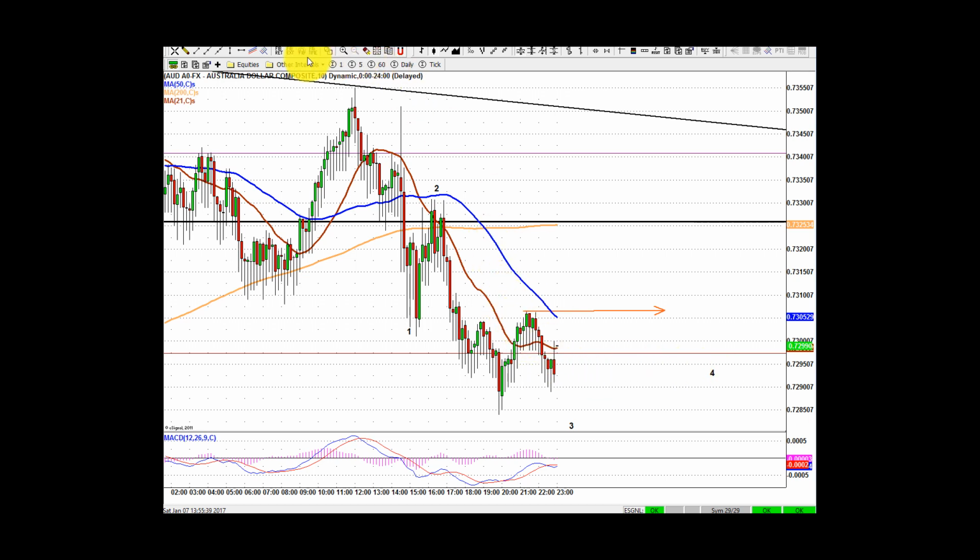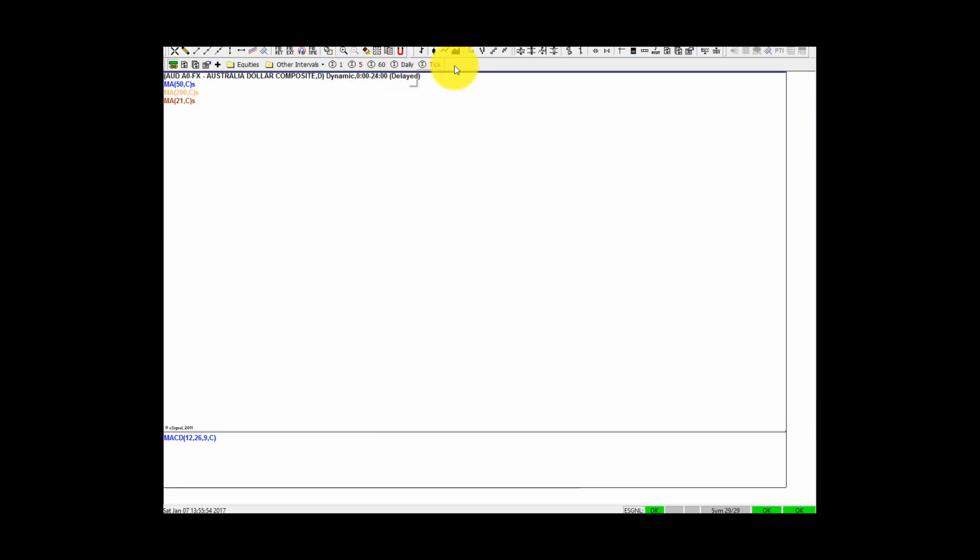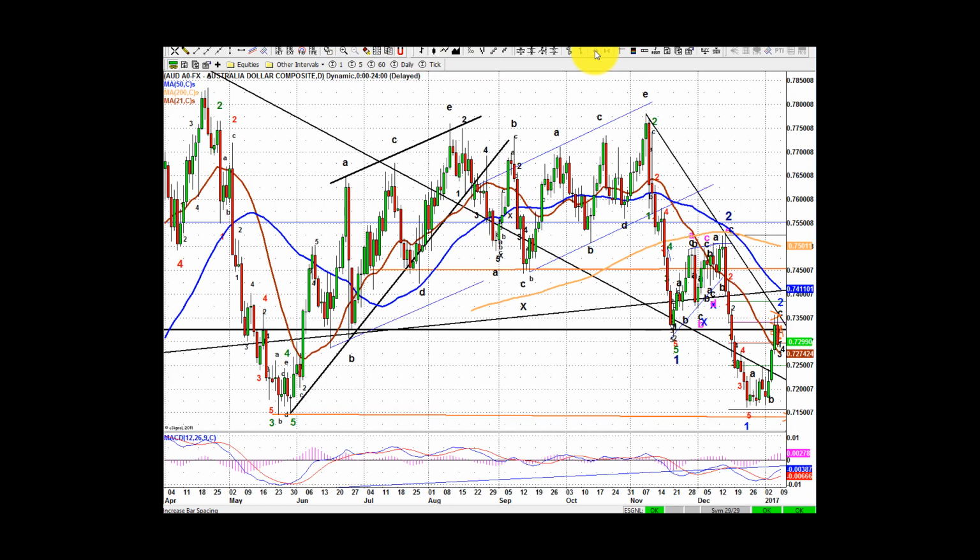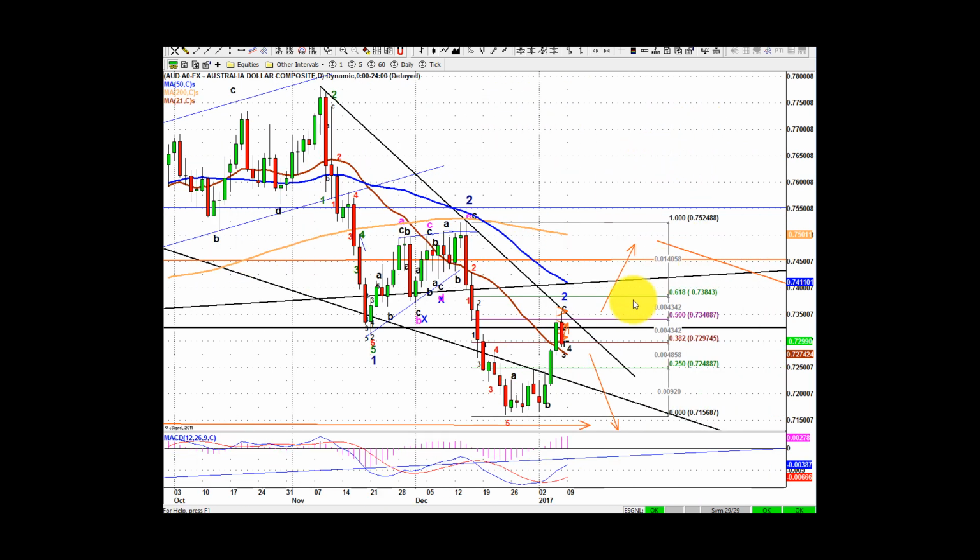What we don't want to see, let's be absolutely clear, what we don't want to see is it marching back above 73.30. That will almost certainly suggest it's going back there, 73.55, to have another go. Yes, I'll jump back to the daily here and I'll show you. You see, it's going to try to have another go at the high here.